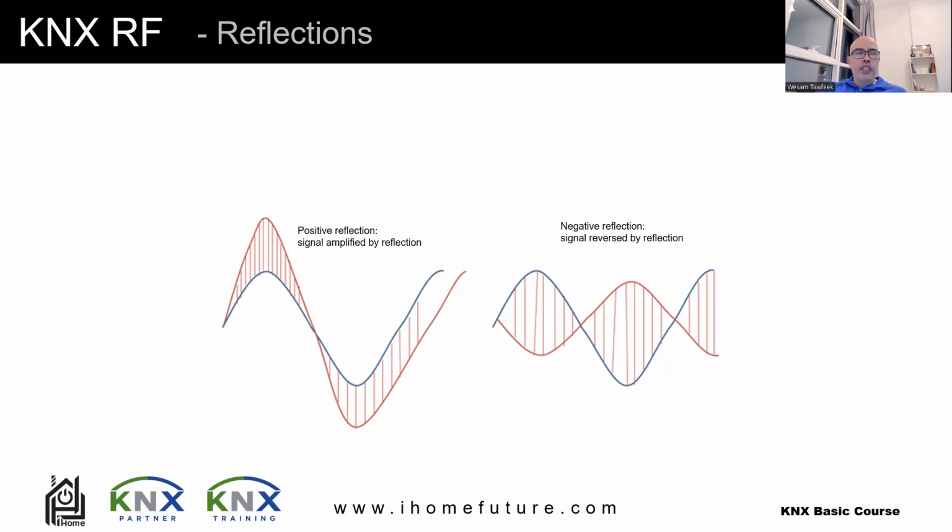Positive reflection meaning that I add a peak to a peak, so there is strength in the signal, or I'm adding a peak to a bottom, so I'm canceling the signal, because this is a negative effect and this is a positive effect. So this is something I should know and I should consider in my installation as well.